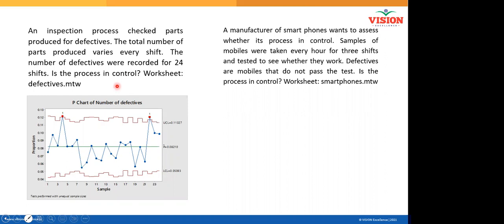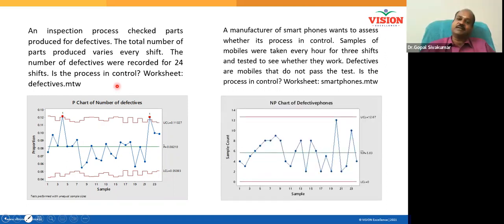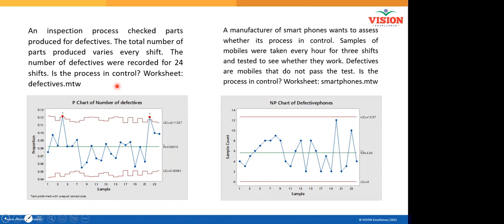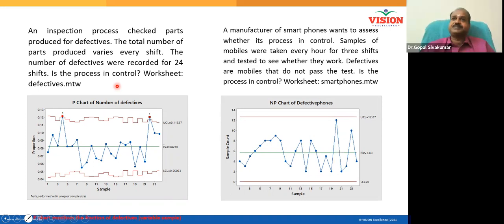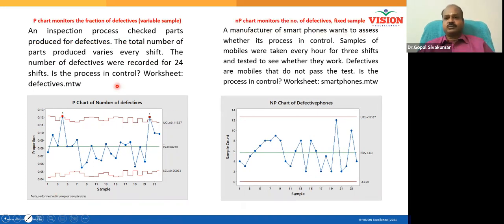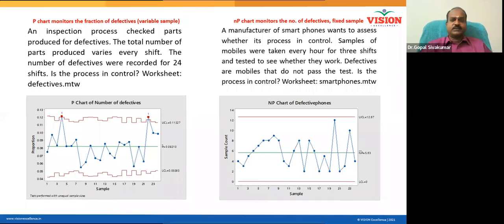It would be NP chart. Very good. NP chart. Look at the difference in NP chart and the P chart. Can you see the control limit also fluctuating in the P chart? Yes, sir. That is because of the change in the subgroup size. Very good. Now, another challenge. Look at this and try to find out.